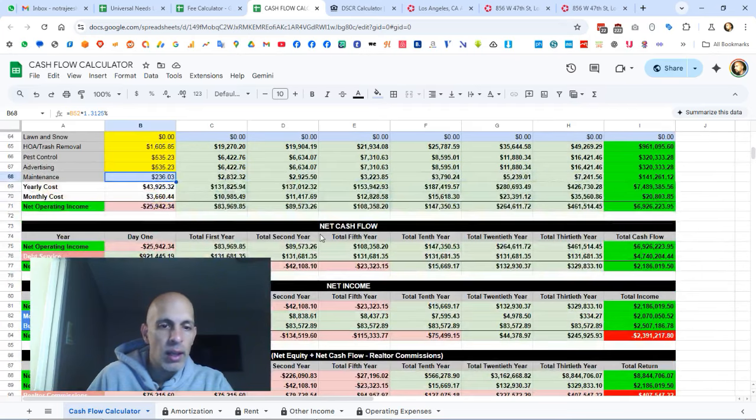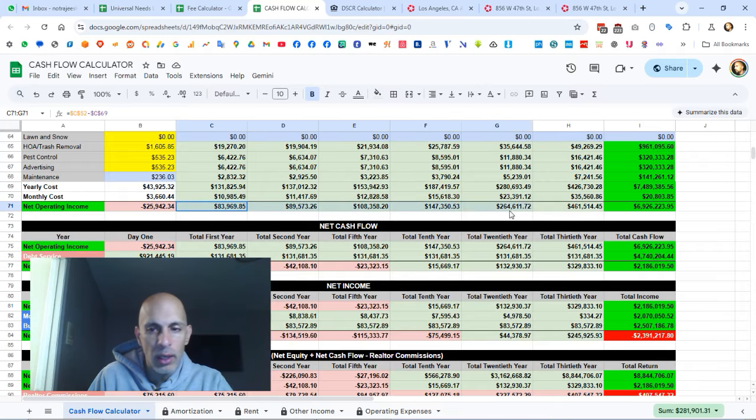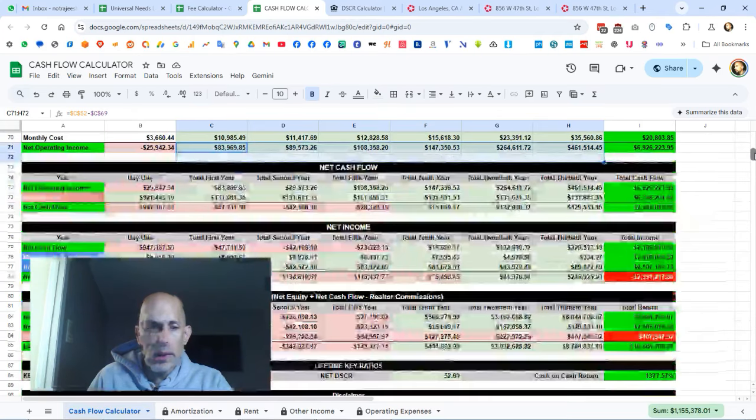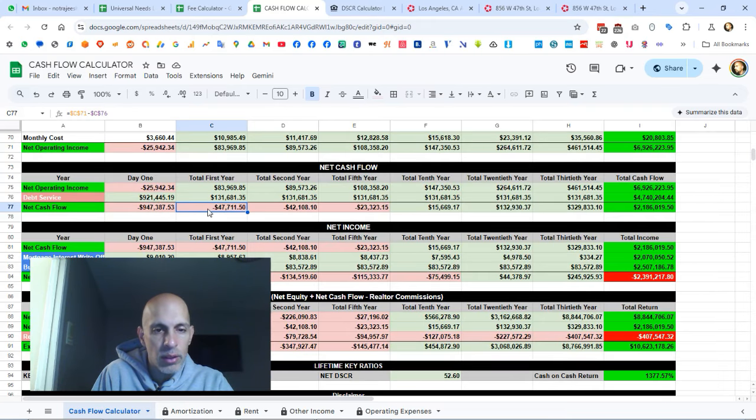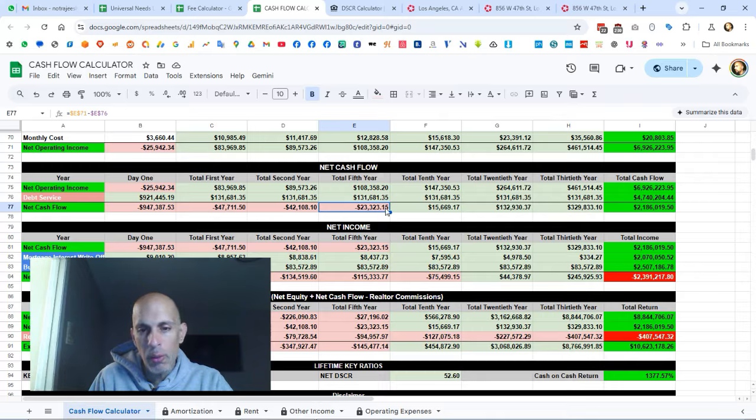And if you look at it, your cash flow, your net operating income is still positive. Let's see what it is as far as cash flow goes. So cash flow here, you are negative your first year from 47,000, 42,000, 23,000, and then sometime between the 5th year and the 10th year it turns positive. So we're looking at gaps of roughly 5,000 here. So this would probably be year 7 before you turn cash flow positive.